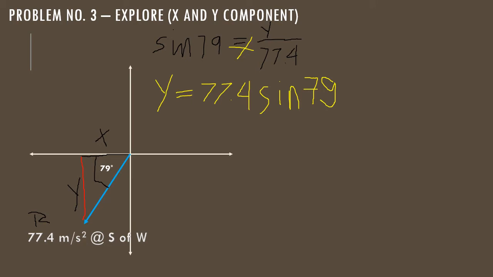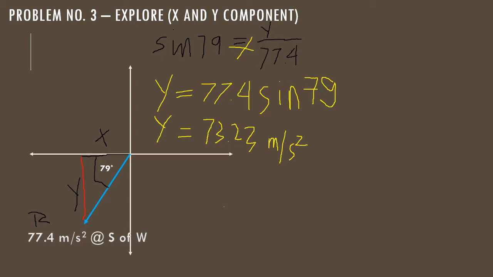Y is equal to 77.4 sine 79. Using your calculator, type 77.4 sine 79. So the y component is 73.23 meter per second squared.